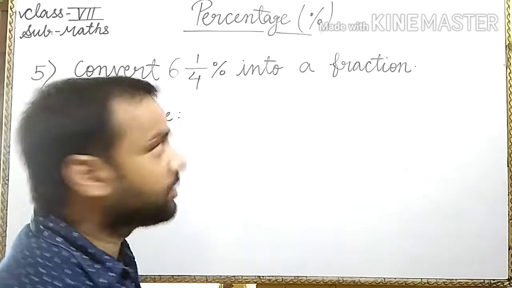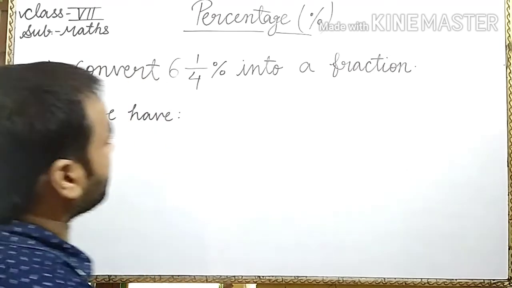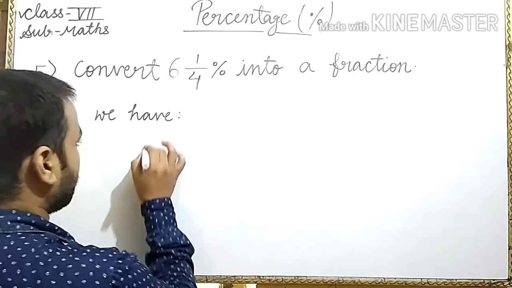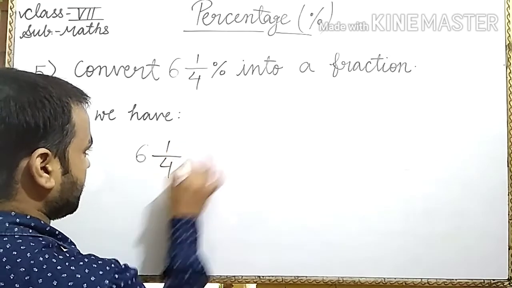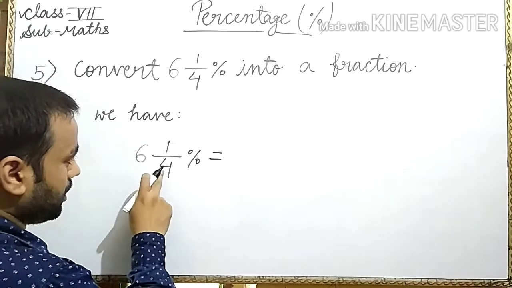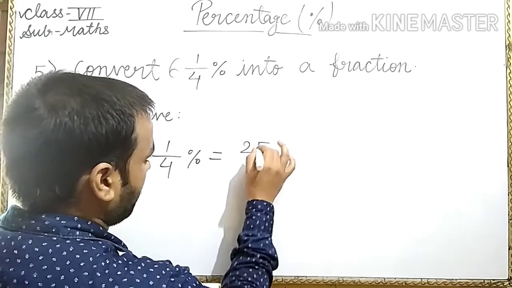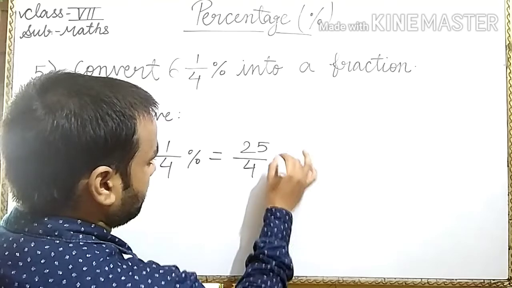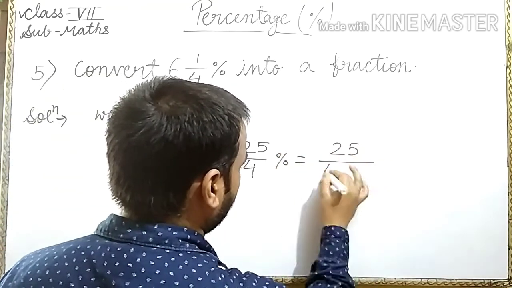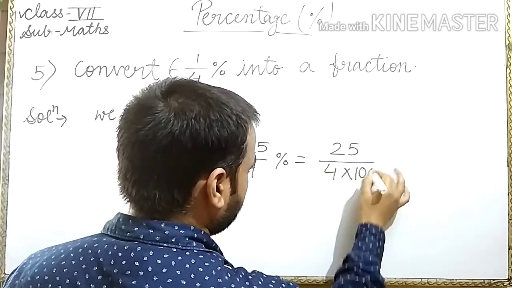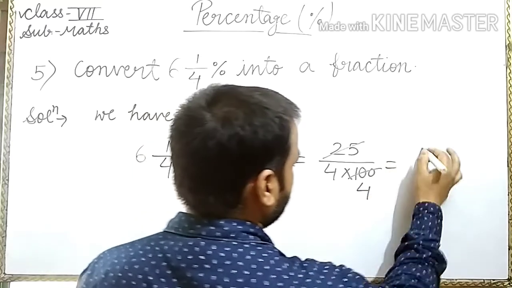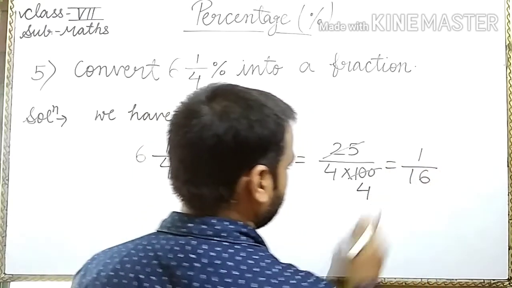In question number 5, convert 6 whole 1 by 4 percent into a fraction. So here is given 6 whole 1 by 4 percent. First arrange: 6 times 4 is 24 plus 1, 25 upon 4%. To convert a percentage into a fraction, we divide by 100. 4 is already present here. 25 divided by 25 is 1 upon 4 times 4 is 16.